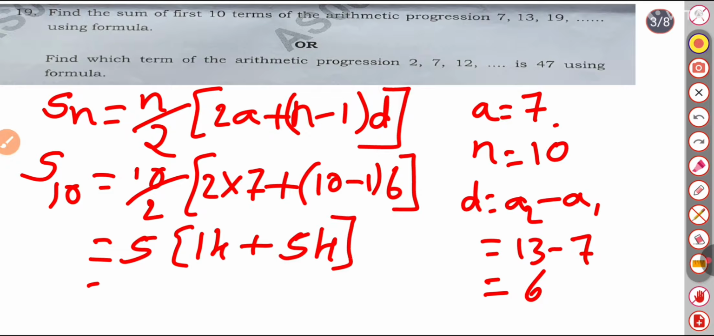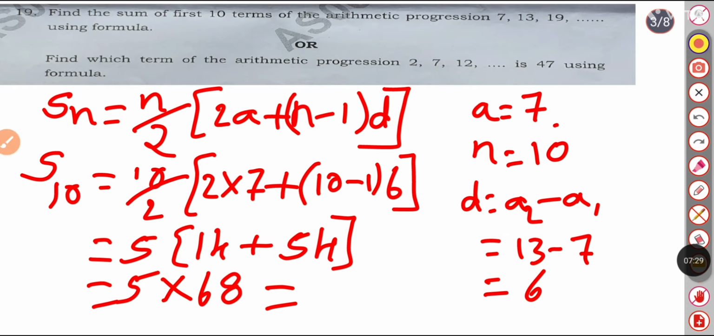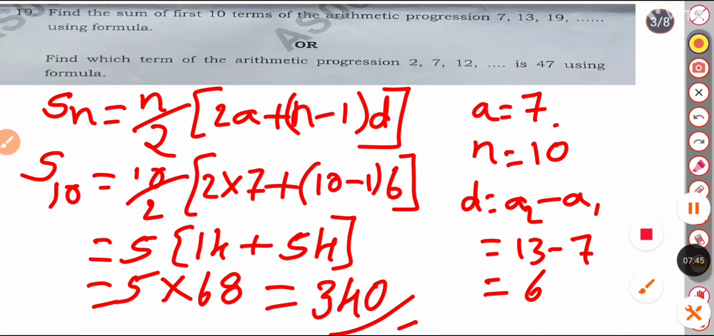Then 5 into 54 plus 14. So 14 plus 54 is 68. If you multiply these two, if you multiply 68 and 5, what is the answer? That is 340. So Sn answer is 340. In this, an OR question is also there. Let us see the OR question.